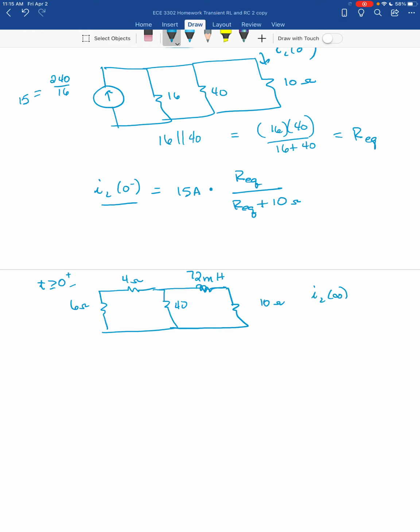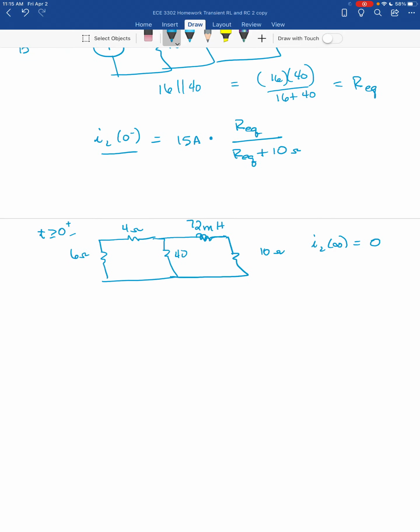Well, once again, for t greater than or equal to 0, the inductor current at infinity is going to eventually go to 0 because it's going to drain all of its energy through the resistors. So that's easy. Now what I need to do is find tau. To find tau, I need to reduce the circuit to a single resistor and a single inductor. And I already have a single inductor, so that's not going to be a problem.